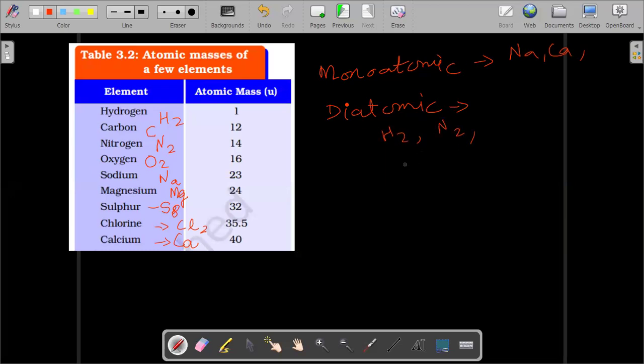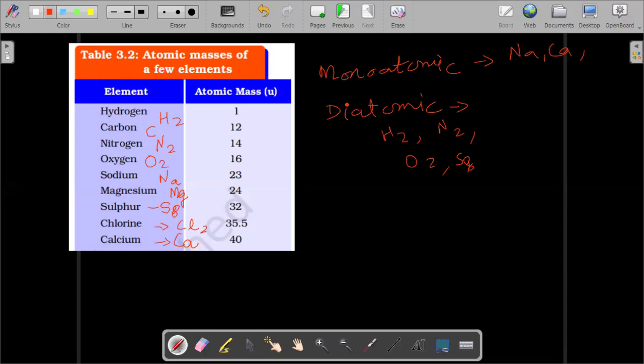Sulfur is S8. Even carbon dioxide is also a molecule, but it is a polyatomic molecule. It contains three atoms, one of carbon and two of oxygen, so it is triatomic. Diatomic means two atoms, and tri means three. Yeah, triatomic. Got it. So here we are generally referring to how the atoms exist.